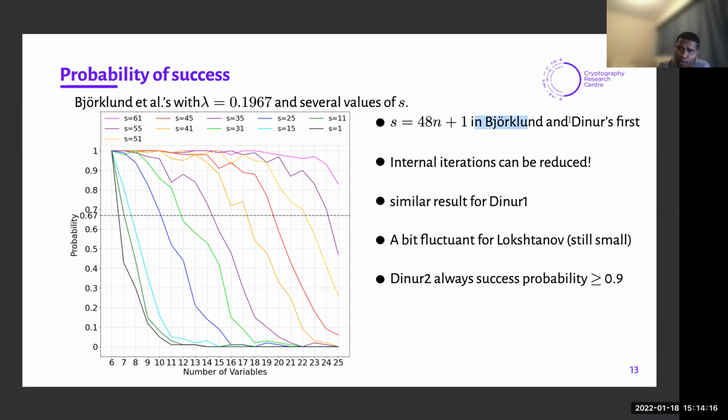So in Lokshtanov and Dinur, the number of internal iterations, the number of approximation polynomials we have to generate, is given by this number here. But in practice, we realized we can reduce this number a lot and still have a very high probability of success. For instance, in this plot, for n equal 25, we can see that with just 61 internal repetitions, meaning with only 61 approximations of the polynomial J, we can still have a considerably high probability of success. So in practice, one of our conclusions is that we can reduce a bit the number of internal iterations.